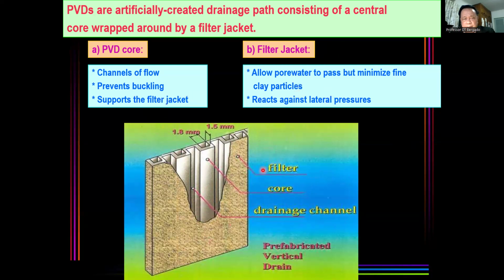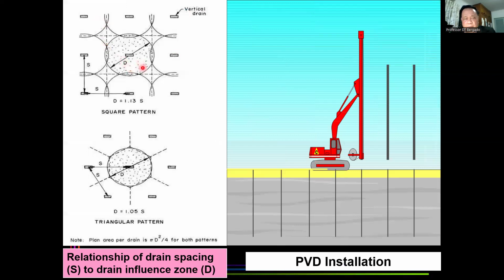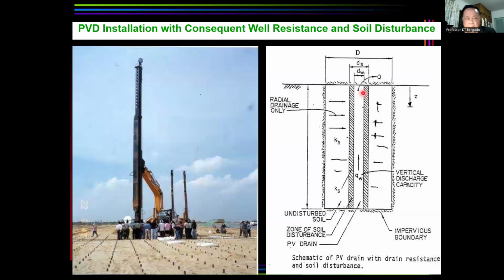The core is a channel of flow. The filter minimizes the entry of clay particles and resists lateral pressure. The pattern can be square or triangular. For Bangkok clay, which is a shallow installation, we can use only a modified backhoe. Here we have the installation using a modified backhoe.